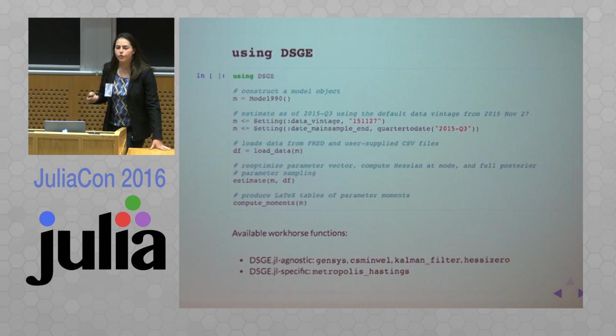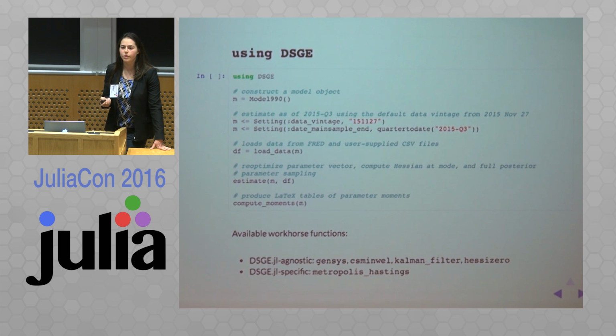But in terms of functions that are usable out of DSGE.jl, we have a bunch of functions that are actually model agnostic, so you could use them even if you weren't using a DSGE model. If you wanted to use, for example, our implementation of Genesis, or our implementation of an optimization algorithm called CS-Minwell, or if you wanted to use our implementation of the Kalman filter, you could do that out of the box.